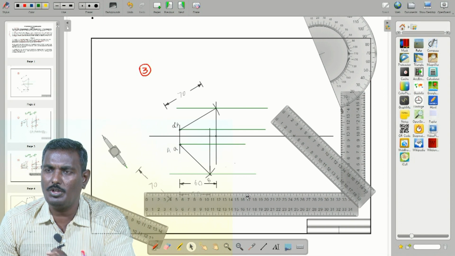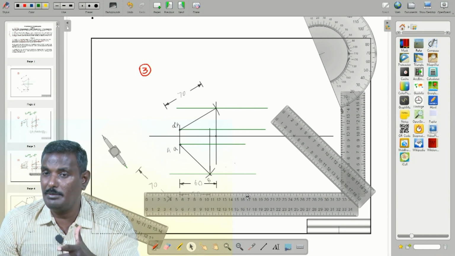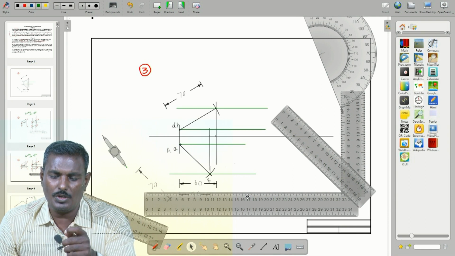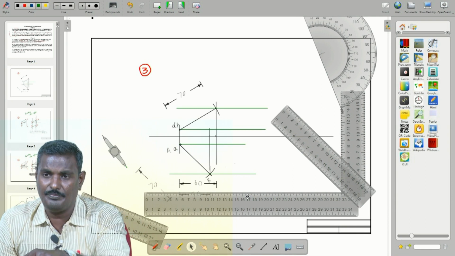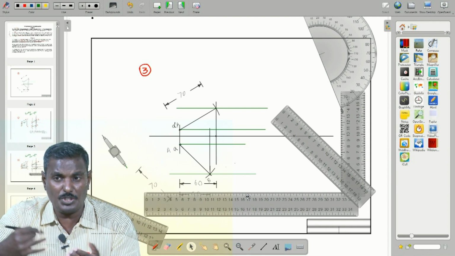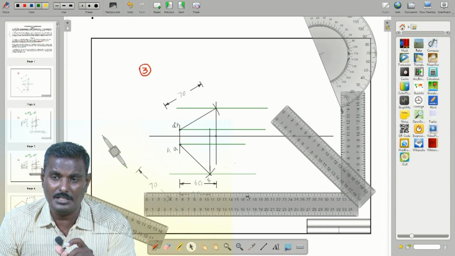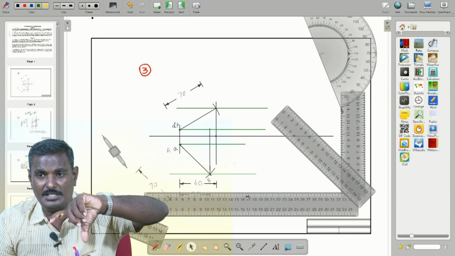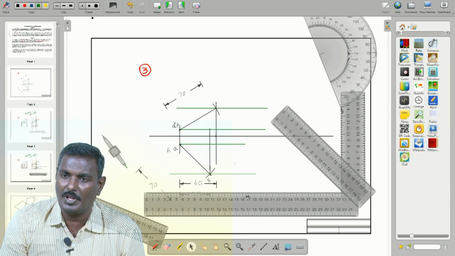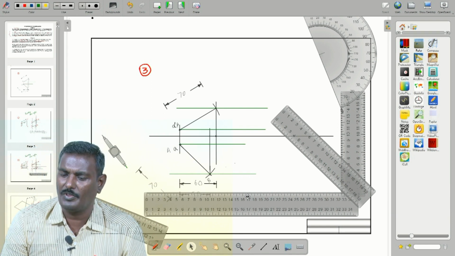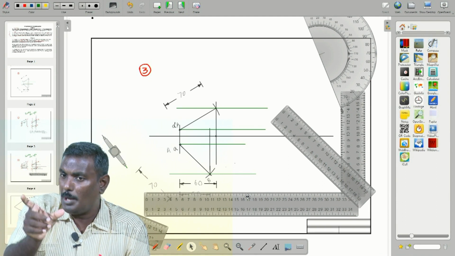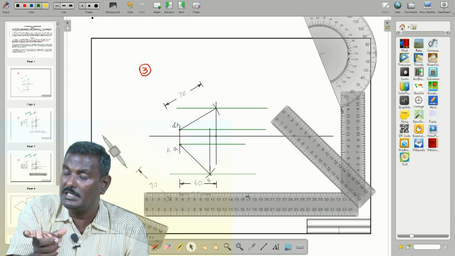So what about the other rotating line method? What is the concept? If you keep A dash constant and rotate A dash B dash, what is the concept? Take the projection A dash B dash as radius, make an arc by keeping the center at A dash, up to the locus line of A dash, to determine the true length. So A dash B dash as radius, draw it up to the locus line of A dash, then extend that.